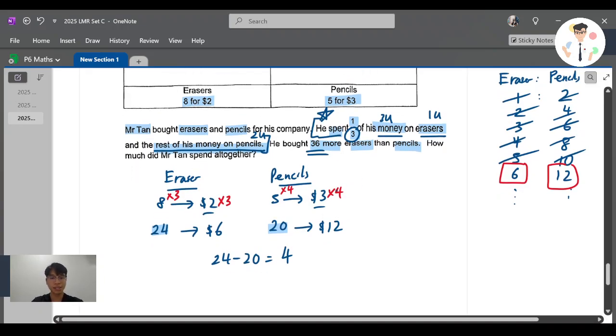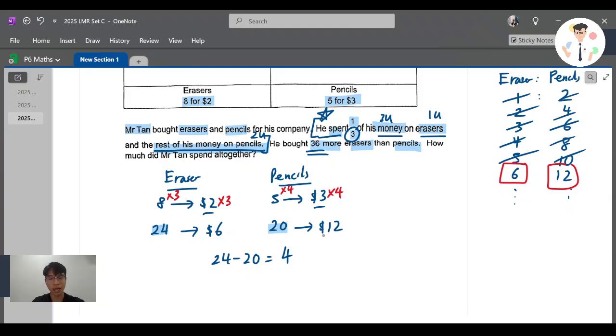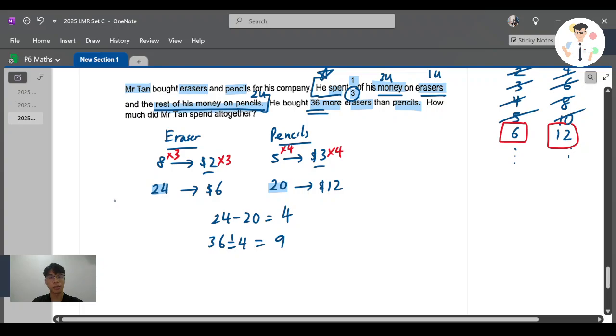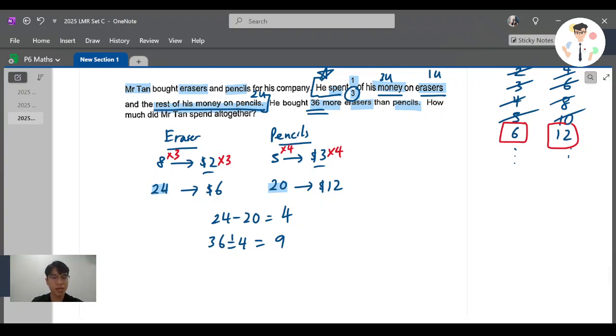36 more. This means the numbers that we have here are how many times lesser than what is expected. 36, we divide by 4, and we know it's actually 9 times lesser than what we expected. So as long as I times 9 here, I find the real number of the eraser that he bought. If I times 9 here, I know the exact amount that he spent on eraser. I times 9 here, I know the exact number of pencil that he bought. And if I times 9 here, I know the exact amount he spent on pencil.